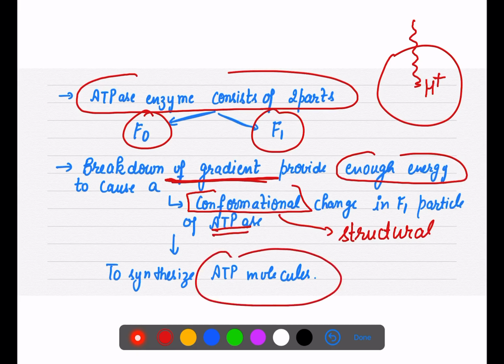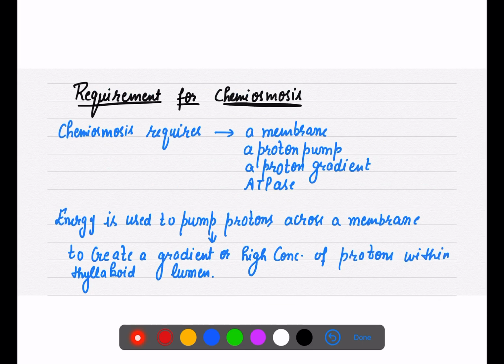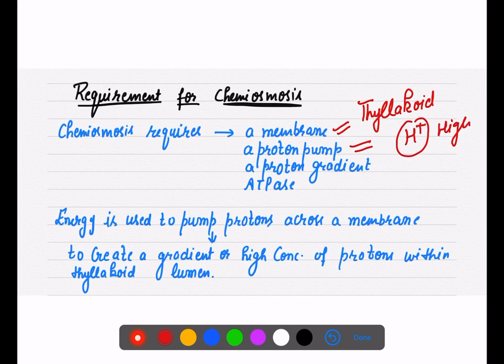and ATP synthase gets activated and ATP molecules are synthesized. Now what do you need for a chemiosmotic synthesis? A membrane. Which kind of membrane? A thylakoid membrane. You need a proton pump. On one side there should be higher concentration and on another side there is a low. Only then that proton gradient is created.